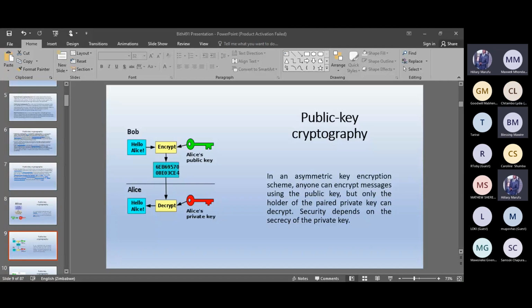Take Alice's padlock. It simply means that the only person who's going to gain access to whatever I've locked is Alice, because she has the key to unlock that padlock. Everyone can access the padlock, but no one can use it because Alice has the key.